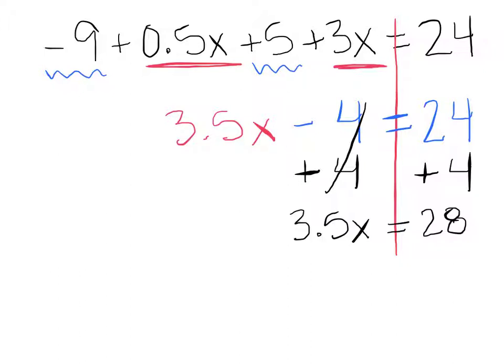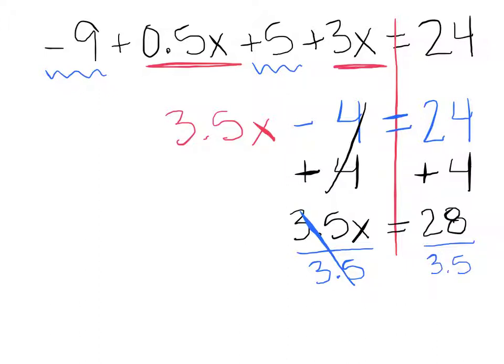Now don't let that decimal scare you. It's still just a number. I have 3.5 times x, and to get rid of that, I need to divide. Divide by 3.5 so that they cancel each other out by making 1. But since it's an equation, we have to divide by 3.5 on the other side as well.